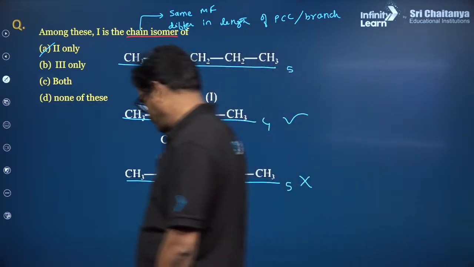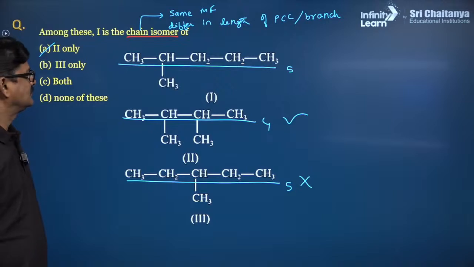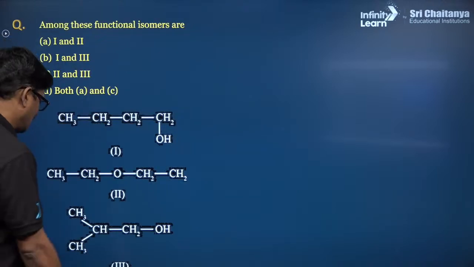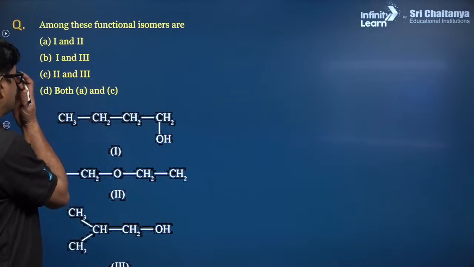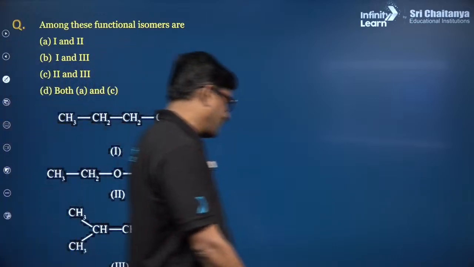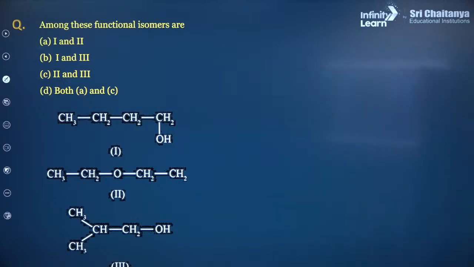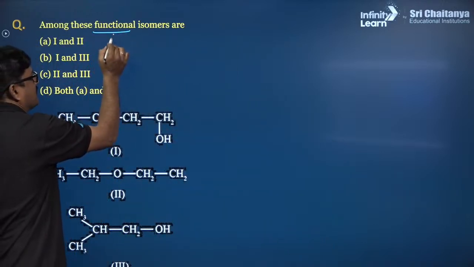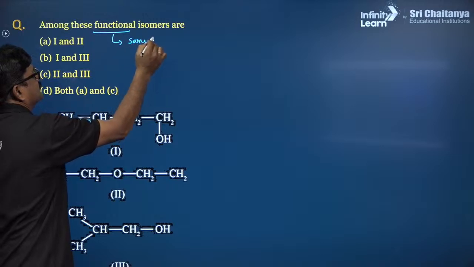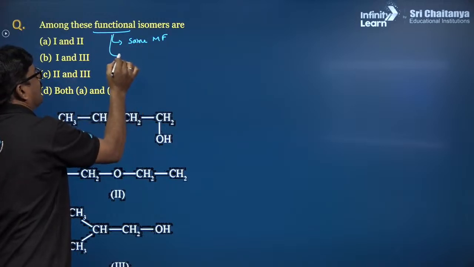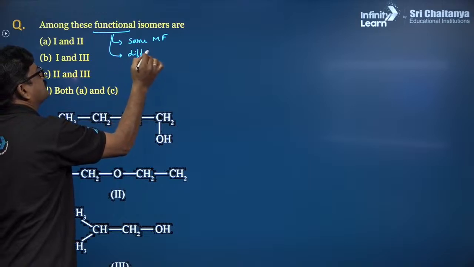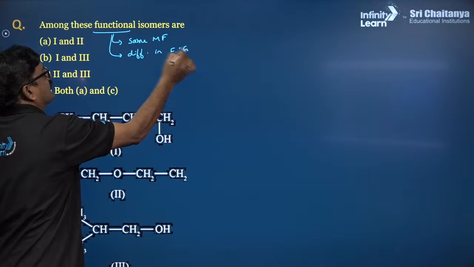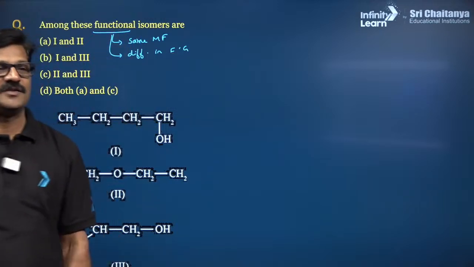Next question. Answer A. Now there is another thing: among these, which functional isomers are there? Did you find it? Functional isomers should have the same molecular formula, and differ in the nature of functional group. That's the logic. Differ in the nature of functional group.